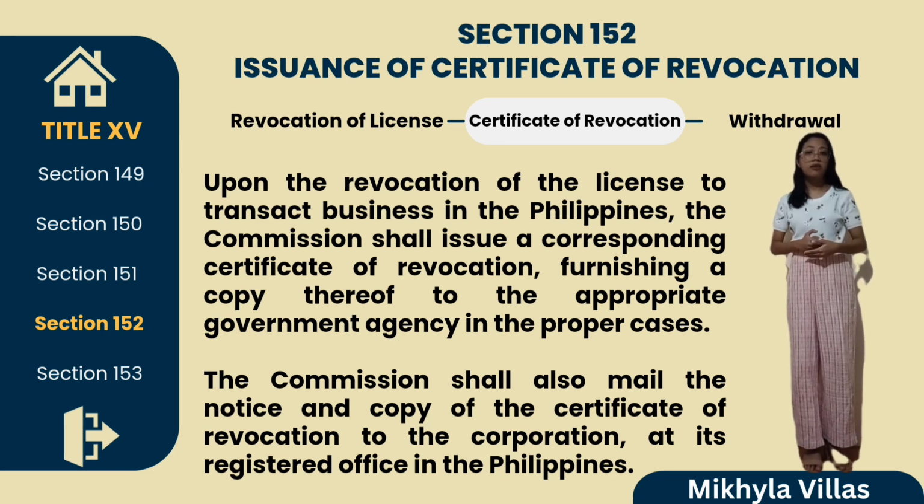First is about the issuance of certificate of revocation. When the license of a foreign corporation to transact business in the Philippines is revoked, the Securities and Exchange Commission is required to issue a corresponding certificate of revocation. Second is furnishing a copy to government agency. The Commission must furnish a copy of the certificate of revocation to the appropriate government agency in the proper cases. This ensures that relevant government bodies are informed of the revocation. Third is mailing notice to the corporation. The Commission is also required to mail a notice and a copy of the certificate of revocation to the corporation at its registered office in the Philippines. This ensures that the corporation is officially notified of the revocation of its license.